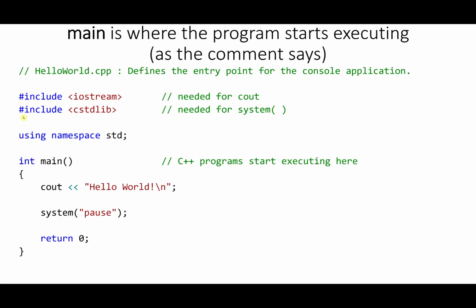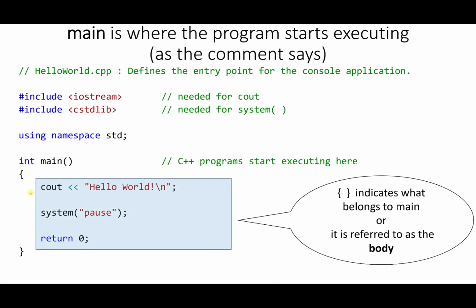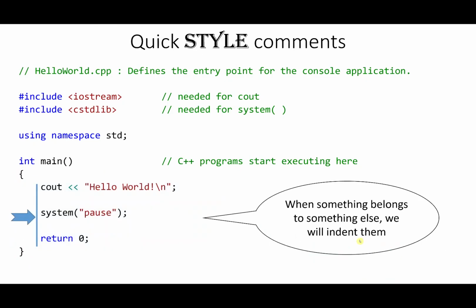We said the main is the starting point of our code. So when you run your code, the compiler is going to search for the main. Once the main is found, the compiler is going to start executing from the first statement. Anything inside those two curly braces is called a block. If that block belongs to a function like the main function, it's considered the body of this function. When something belongs to something else, we usually indent that. As you can see, there is some indentation in here.